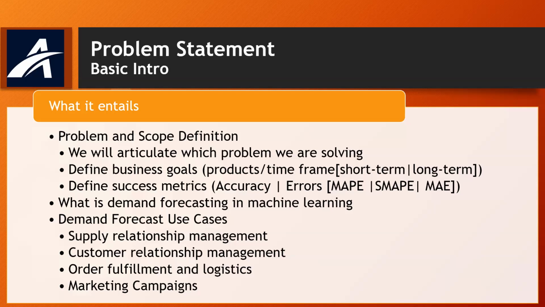Short term is normally forecasting that falls within 12 months or under 6 months. So that is short term. Long term is when you want to do forecasting beyond 12 months. That is very intense. The main reason for this business goal is to be able to know which kind of data we need.